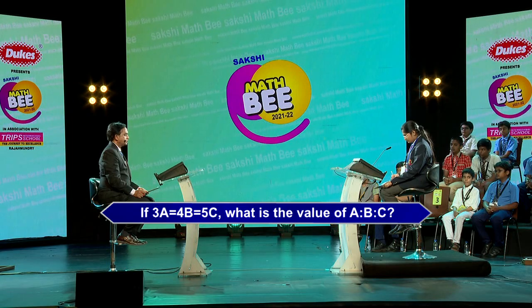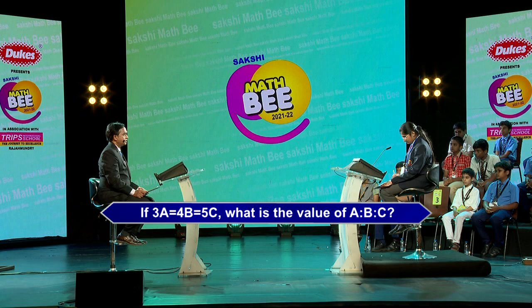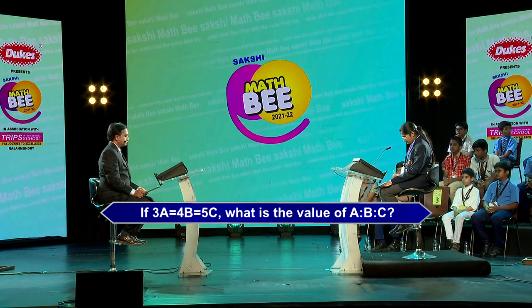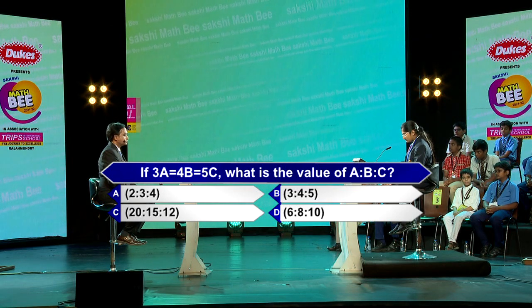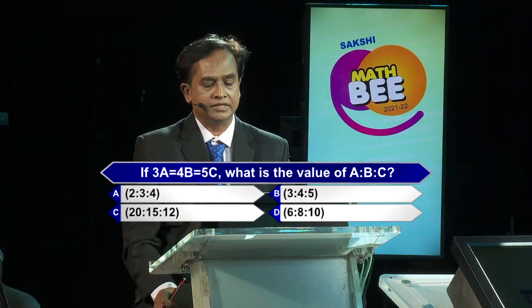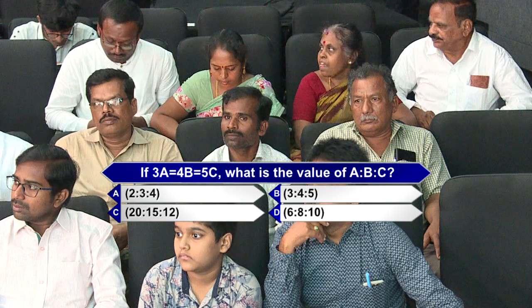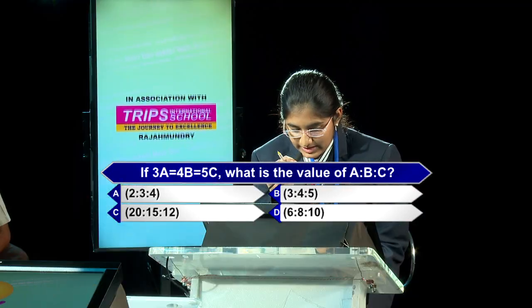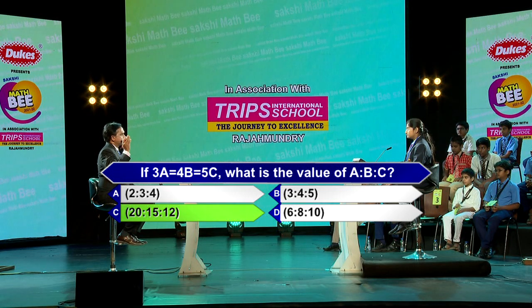Can we have the first question, please? If 3A is equal to 4B equals 5C, what is the value of A is to B is to C? Your options are A, 2 is to 3 is to 4, B, 3 is to 4 is to 5, C, 20 is to 15 is to 12, D, 6 is to 8 is to 10. Option C, 20 is to 15 is to 12. Kindly lock option C. Option C is the correct answer. Wonderful. Well done.